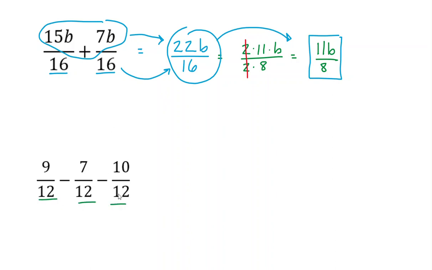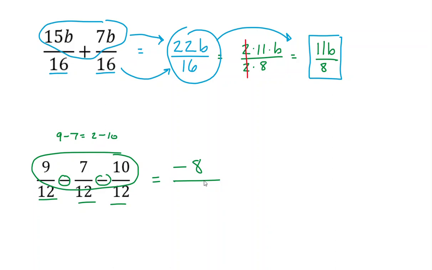Denominators are all the same, therefore I can do the operations here, which are all subtraction. 9 minus 7 is 2, and then minus 10. 2 minus 10 is negative 8. So I have to remember our addition rules for integers, adding and subtracting integers. Then the denominator is exactly the same, 12.